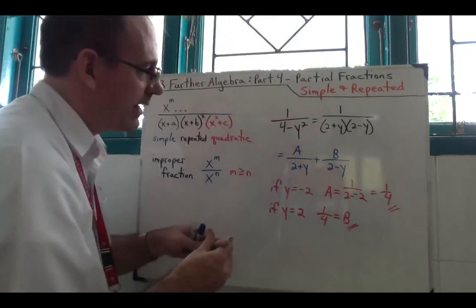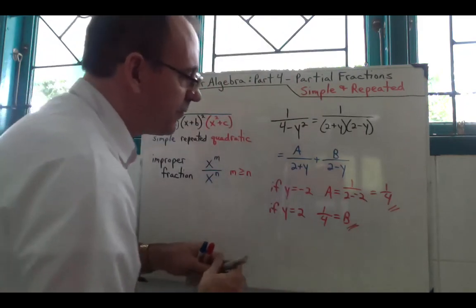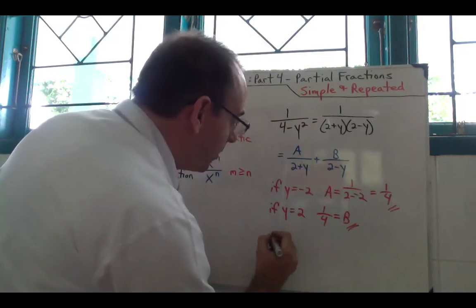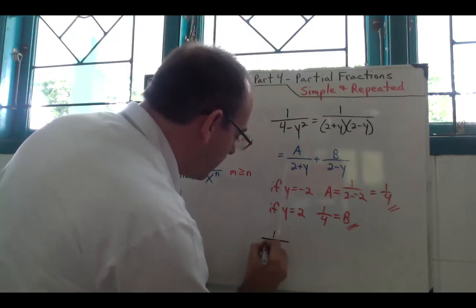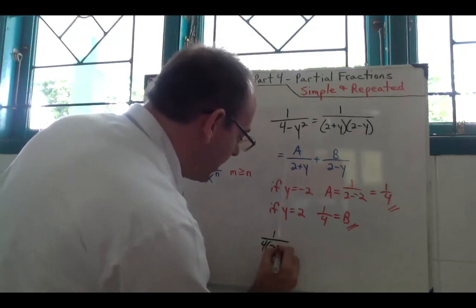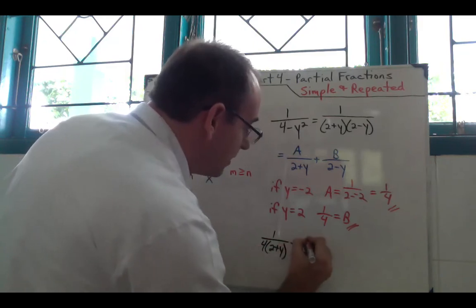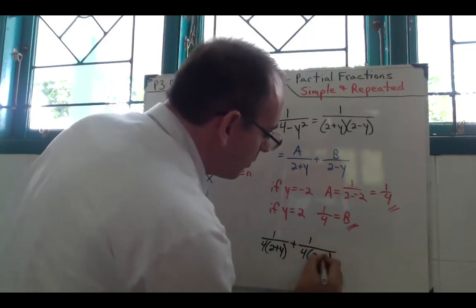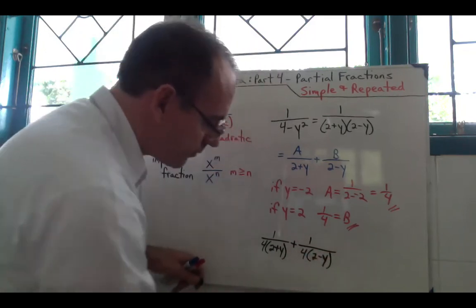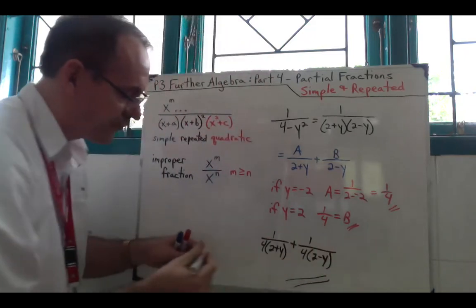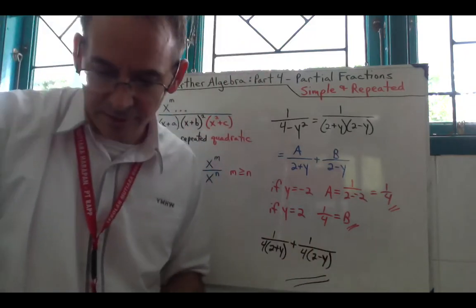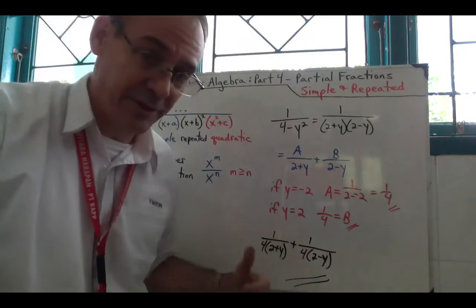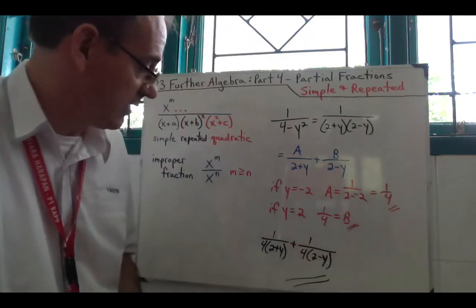And if you want to write it out in its complete form, you would have 1 over 4 times 2 plus y plus 1 over 4 times 2 minus y. It's a y, not a 4. And this then is your full answer that you would work with moving forward into the next part of the question.